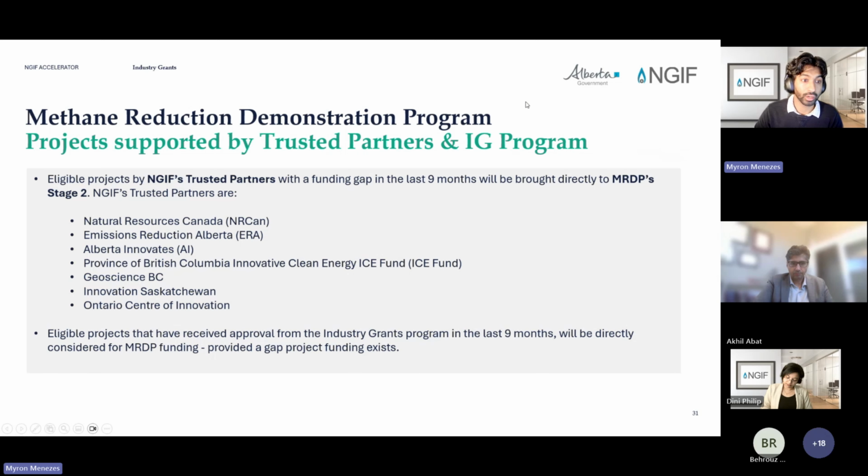Before I close the loop here, if you have an approved project in the last 9 months and you still have a funding gap, that is, you don't have the necessary capital to deploy the project, the NGIF's trusted partners are shown on screen here. If you have an approved project by any one of these trusted partners, do reach out to us. You will be directly pushed into stage 2 of our application process. Similarly, if you've been approved for an NGIF funding in the last 9 months, and if you meet the eligibility criteria of this program, if you haven't reached out to us already, do reach out to us and we will push you to stage 2 again.